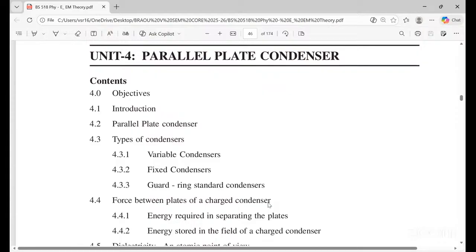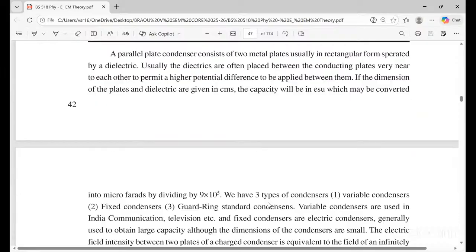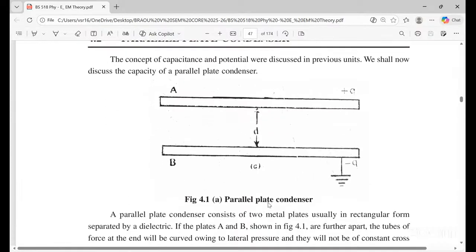Next is a parallel plate condenser. Parallel plate condenser means this one. A and B are the two plates of the capacitor, which are parallel to each other, having an area of cross section capital A. One plate contains a positive charge, another plate contains a negative charge, separated by a distance small d.